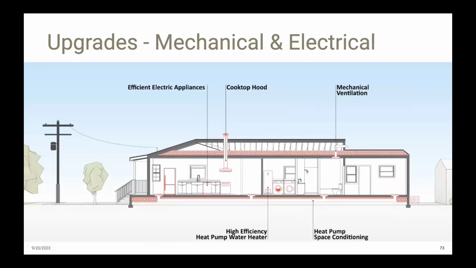Next. In terms of mechanical and electrical upgrades, we are changing out all of the gas and energy hogs of electrical appliances and lighting to high efficiency units. We're replacing gas space and water heating equipment with electric heat pumps that also provide air conditioning. And we're adding cooktop vents and exhaust fans in each of the houses to help with indoor air quality and ventilation.